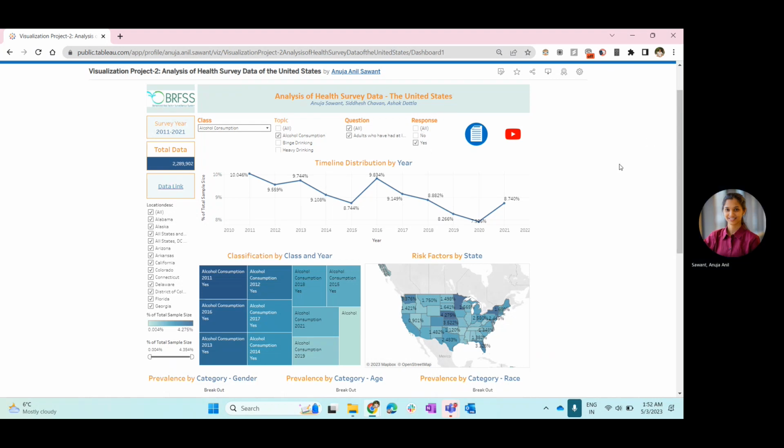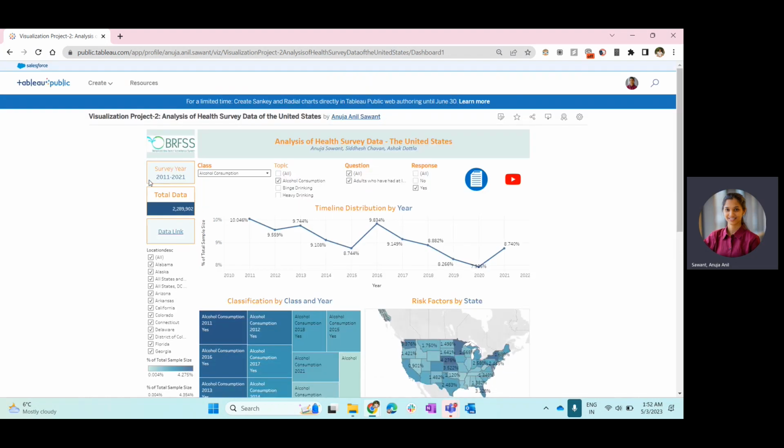This is survey data recorded from 2011 to 2021. Every year this survey is conducted, and till now, whatever data we have contains almost 2.2 million records. You can also find a data link over here.